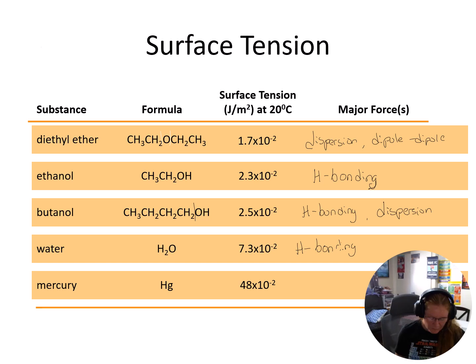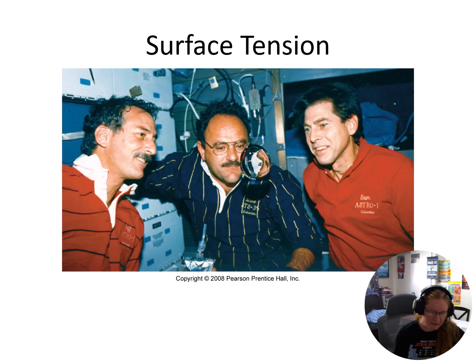And then when I look at mercury, remember mercury, its major force is going to be the metallic bonding. And so that one's going to have the highest surface tension because those bonding forces are going to trump our intermolecular forces anytime. So the intramolecular forces are absolutely stronger than the intermolecular forces. Okay? All right, we can look at surface tension.